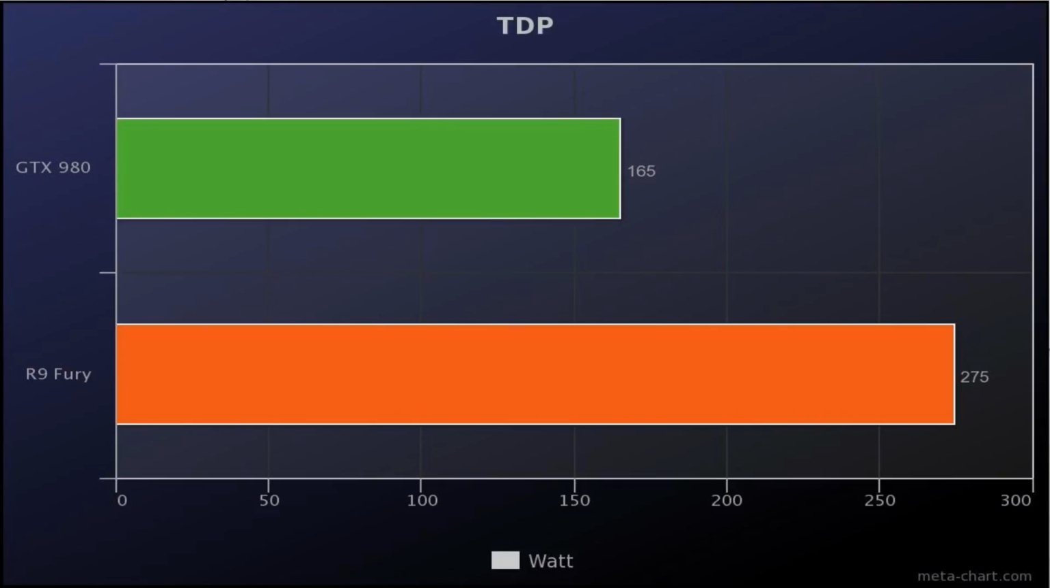Now for the memory type, the R9 Fury is using HBM memory, and the GTX 980 is using GDDR5 memory. If you don't know what HBM is, I have done a small lecture introducing HBM, make sure to watch that. Now the TDP: I never cared about TDP or power consumption, but now I really start caring. The R9 Fury has 275 watts of TDP compared to the GTX 980's 165 watts. So the GTX 980 is very power efficient, and I really don't know why, for goodness' sake, the R9 Fury is using 275. I mean, AMD is really stupid.